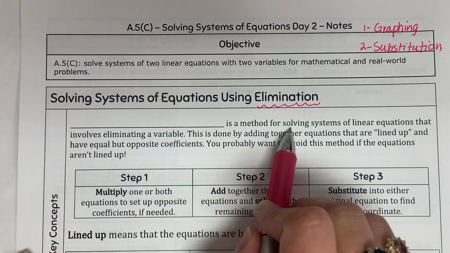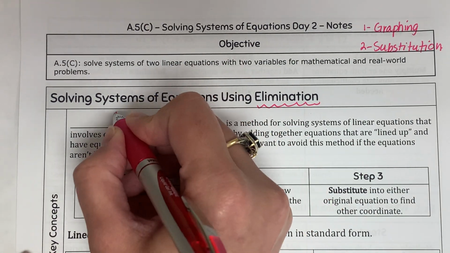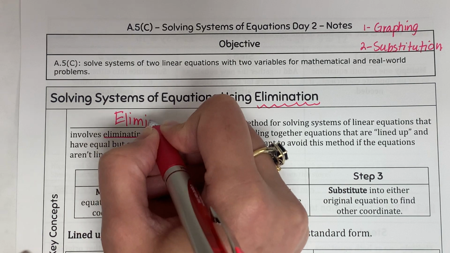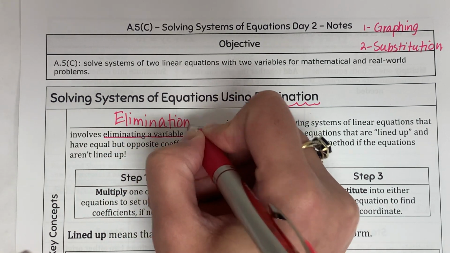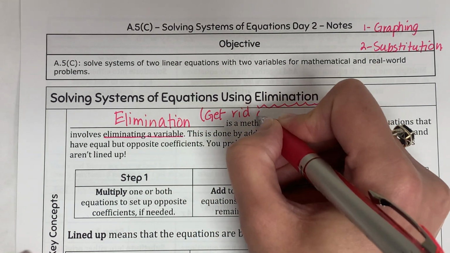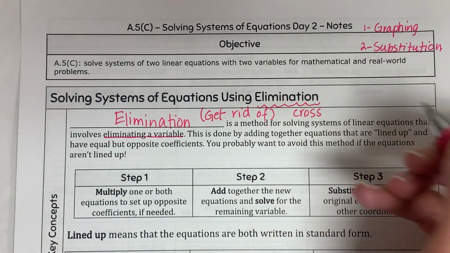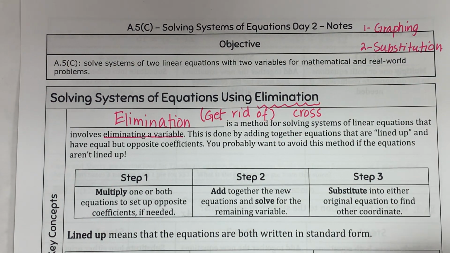Anyway, elimination is a method for solving a system of linear equations that involves eliminating a variable. So elimination is the process. Eliminating means get rid of or cross out or delete. That's what elimination means. So what I'm going to do over here is eliminate one variable, so I only have one left. I can solve that, and then using the value of the first variable that I just calculated, I can find my other variable.